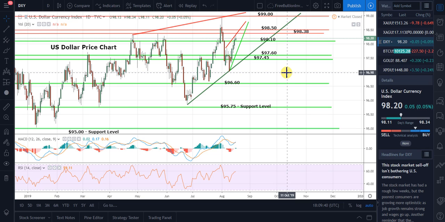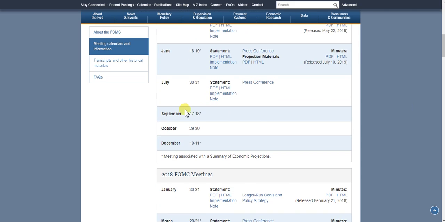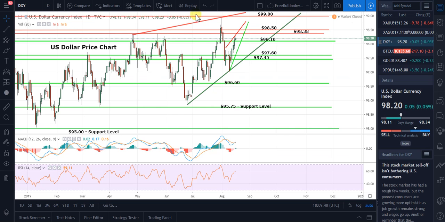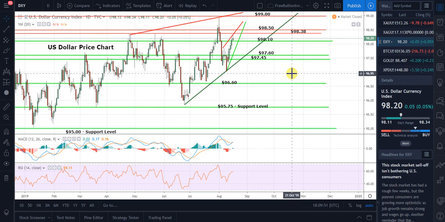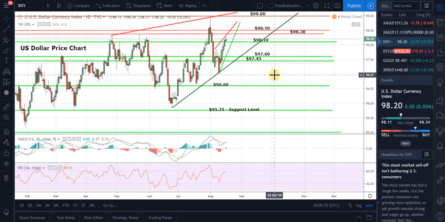But I'm willing to bet that at the next Fed meeting, which is on September 17th and 18th, we will see another rate drop. I wouldn't be surprised if it's a 50 basis point rate drop because of the inverted yield curve, but we'll have to see what happens.